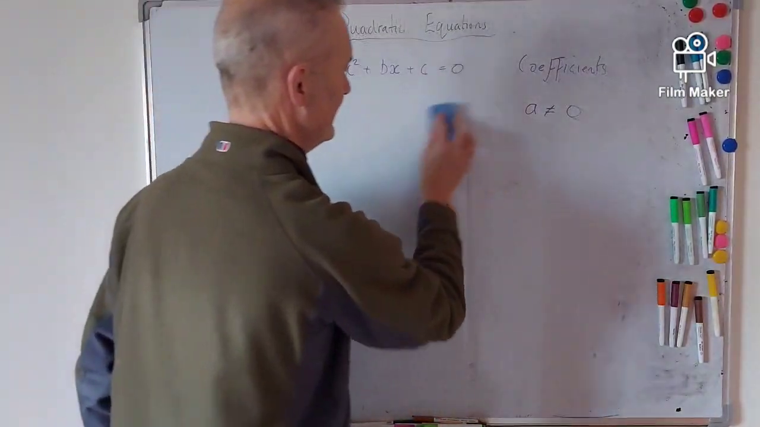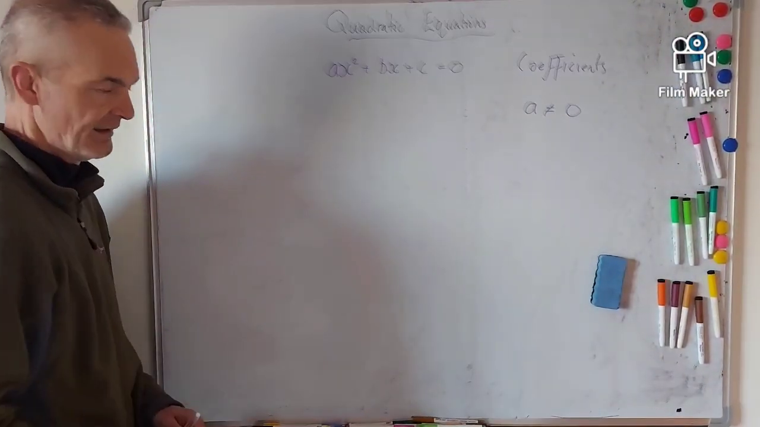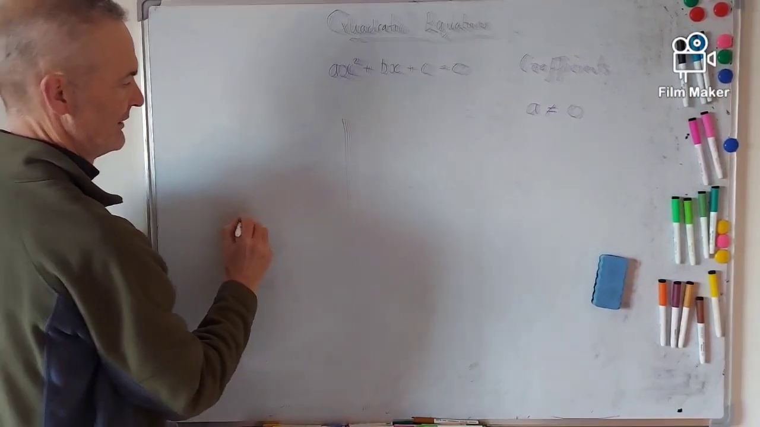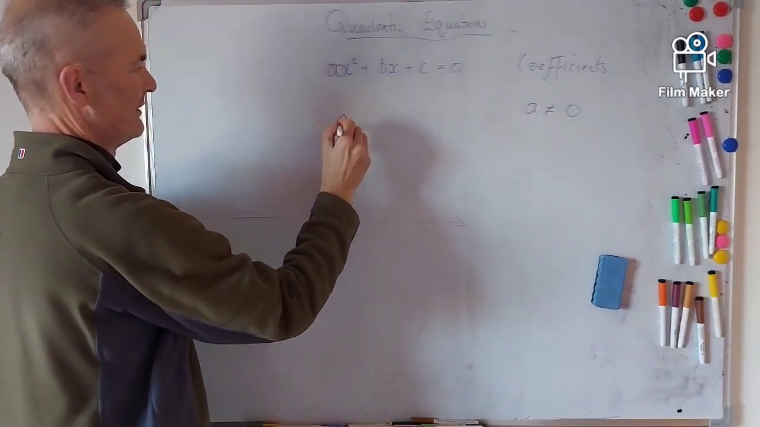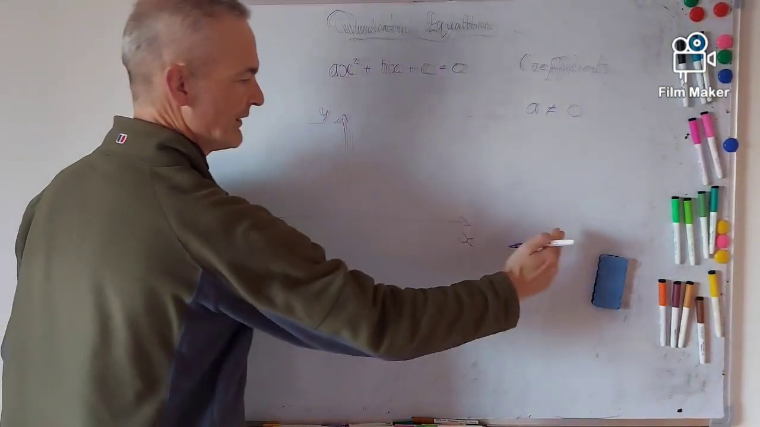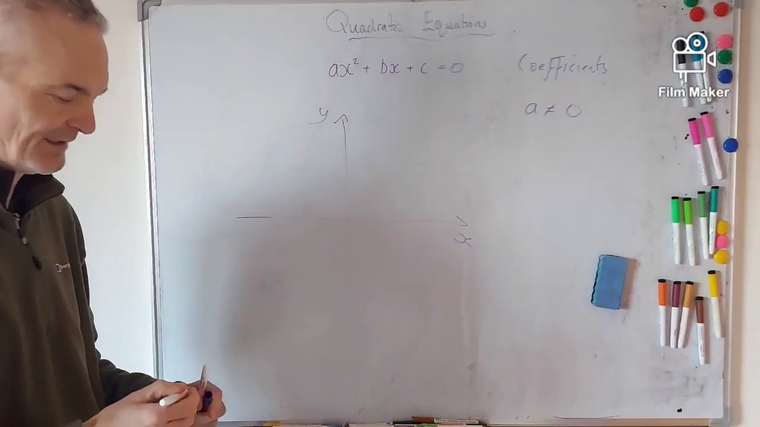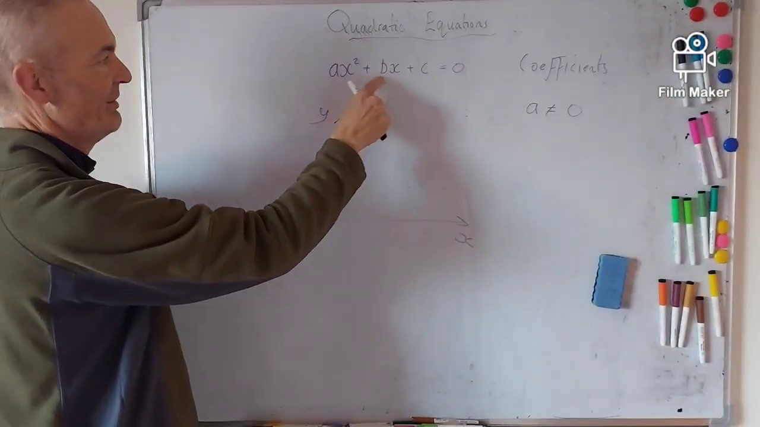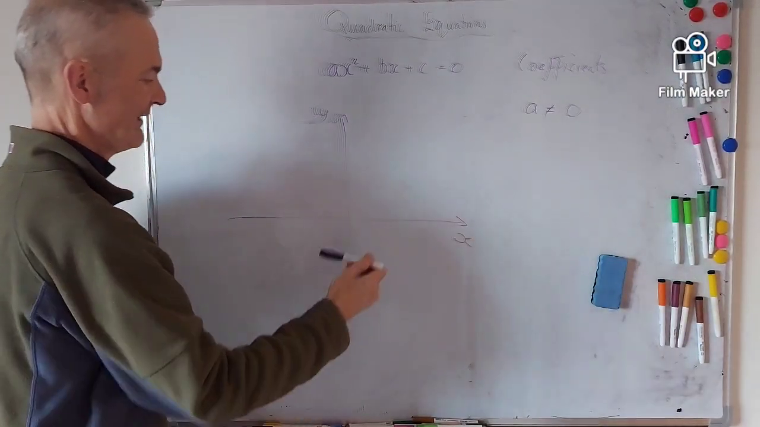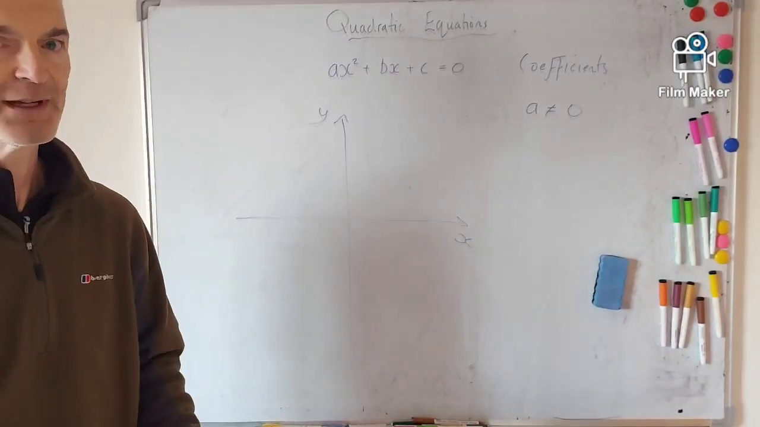Now let's have a look at the b coefficient. What does that do? Well, the b coefficient moves it in the left and right direction. So it's going to move the curve either that way or it will move it that way. Now, looking at it, you might think, well, if b is positive, it's going to move it that way. If it's negative, it's going to move it that way, but it doesn't work like that. It's the other way around.